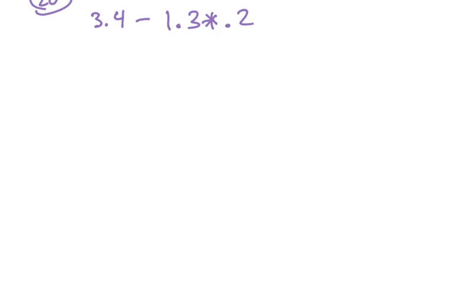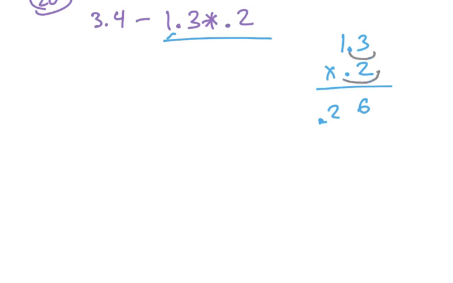Well, the question is, what do I do first? So PEMDAS again says you multiply and divide before you add and subtract. So I'm going to take on 1.3 times 0.2. We're going to get 6, and so we're going to get 0.26. Sorry about that. Again, if you're curious where that's coming from, we move the decimal place over 2. So we jump 2 places and we're at 0.26.